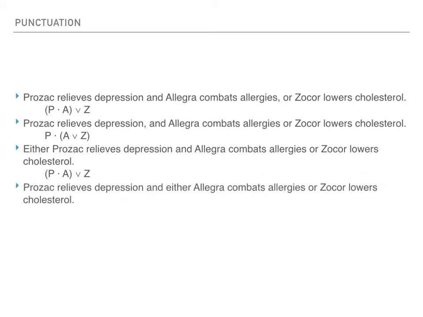Now, what about this sentence? Prozac relieves depression and either Allegra combats allergies or Zocor lowers cholesterol. Well, I hope it's clear by now that the words either-or are doing the same thing there as they did in the previous sentence, but indicating the other translation. So they're indicating that the parentheses go around the A wedge Z, and it's P which gets dotted to that expression. So that now we have a conjunction as opposed to a disjunction.